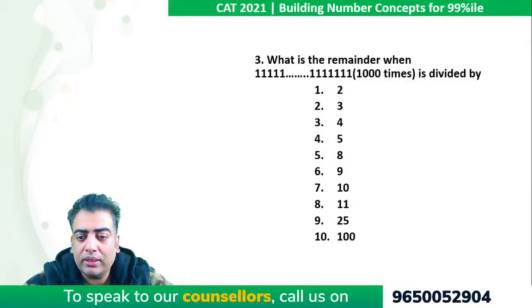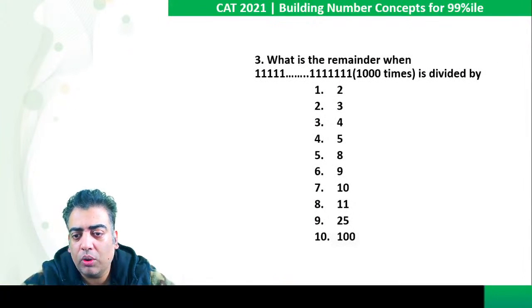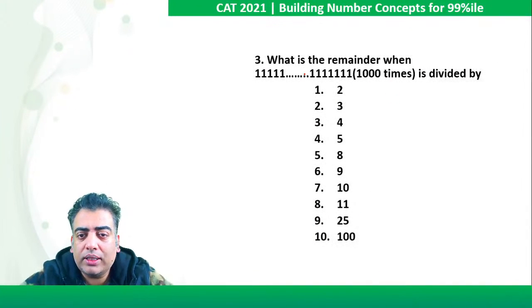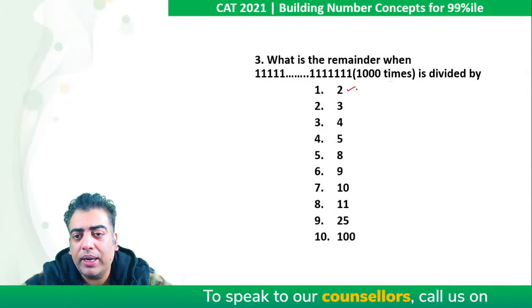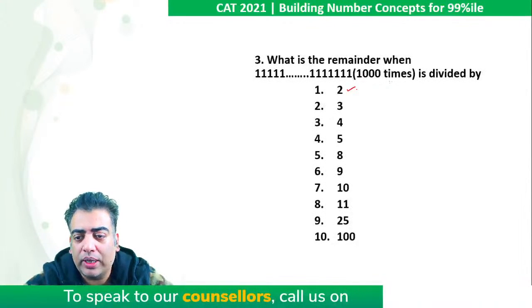So let's consider this number and find the remainder in all cases. Now this is 111 written 1000 times. So be quick and tell me the remainder when it is divided by 2. So let's do it one by one.